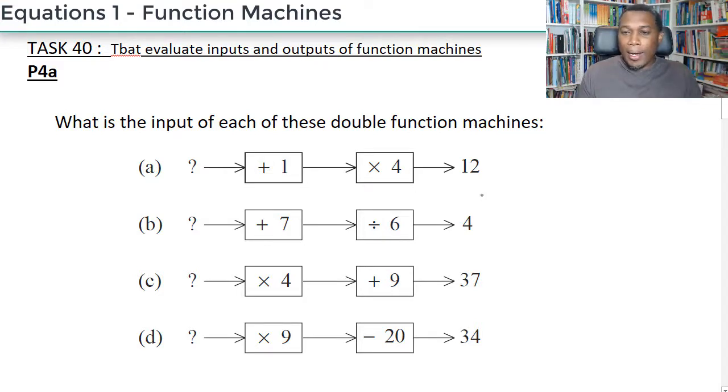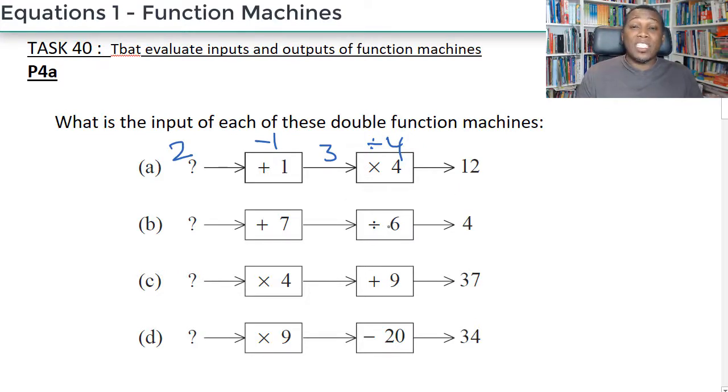All right. The opposite of multiplying by 4 is dividing by 4. The opposite of adding 1 is taking away 1. So 12 divided by 4, what's 12 divided by 4? 3, and then 3 take away 1 will give you 2. 2 is what I start with. 2 and 1 is 3. 4 3s are 12. I check.